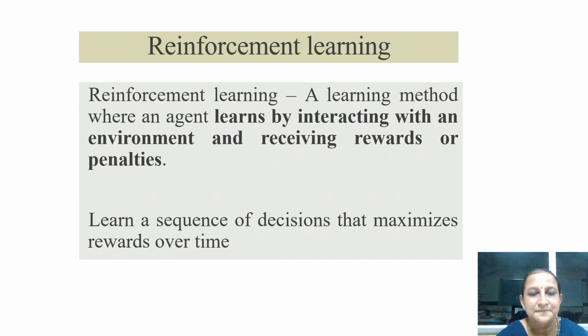So next we'll see reinforcement learning. Reinforcement learning is a type of machine learning where an agent learns by interacting with its environment. Here it does not learn from any fixed data; instead it learns through trial and error. If there is any correct action, rewards will be received, and if there is any wrong action, penalties will be received. Over time, the agent learns a sequence of decisions that gives the maximum reward.